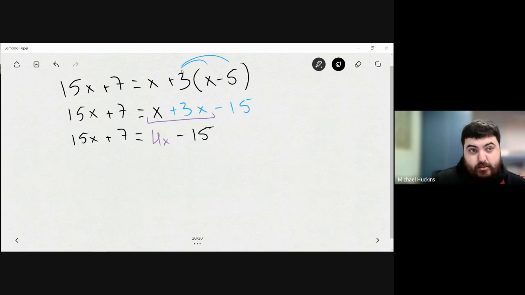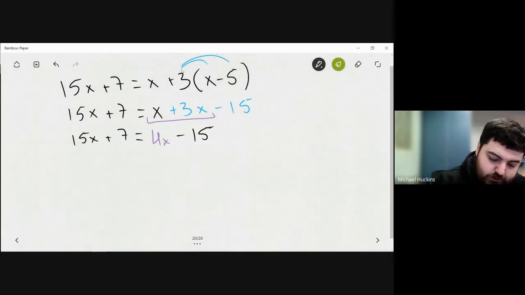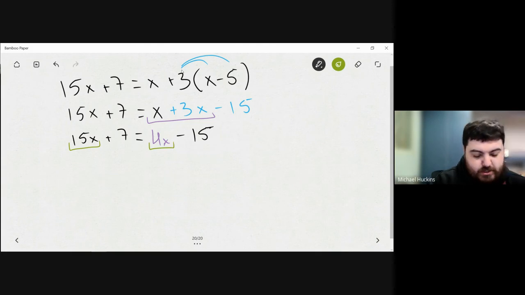Now, this looks like the previous problem. We just had the extra added step of distributing and combining like terms before we could actually get to what the previous problem looked like. Now I can actually decide which side the variable terms are going to go on and actually start performing my inverse operations. My two variable terms are 15x and 4x, noted right here. 15x is the larger variable term, so I'm going to move the 4x to the left side of the equation.